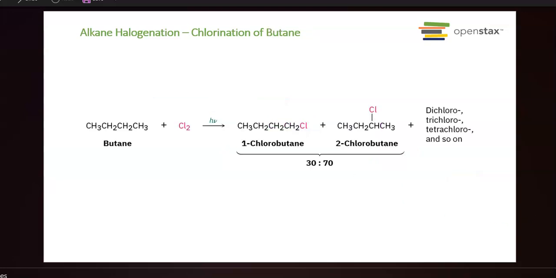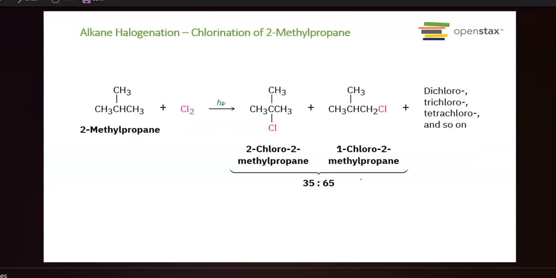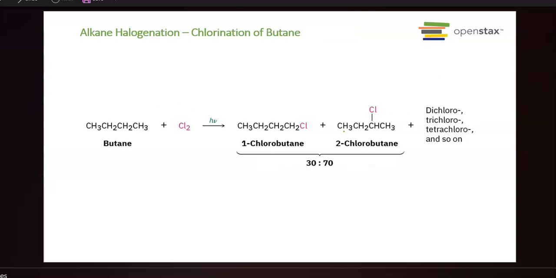Also, another feature with this reaction is that when the halogenation of alkanes is performed, you see that, for example, in this case, you have butane reacting with chlorine. You can see that there are 2 products formed here, and they are in the ratio of 30 to 70. As another example, 2-methylpropane gives 2-chloro-2-methylpropane and 1-chloro-2-methylpropane, formed in the ratio of 35 to 65. In addition, you will get more products like these ones.